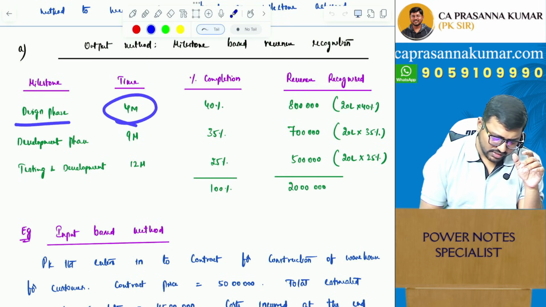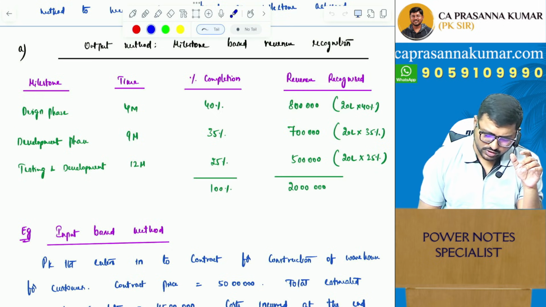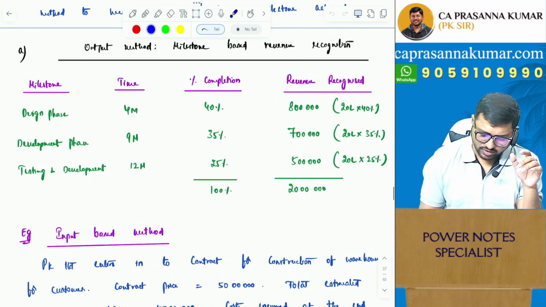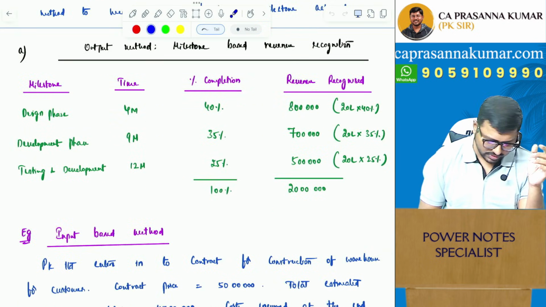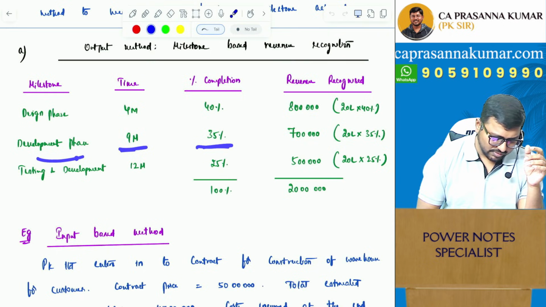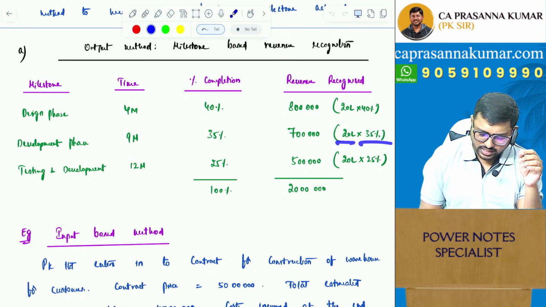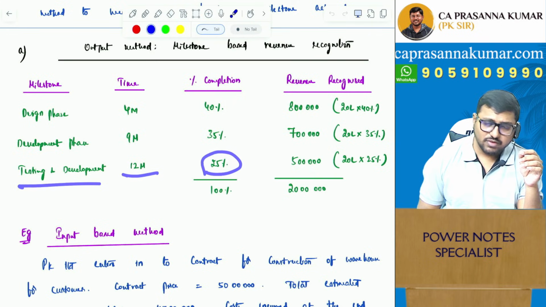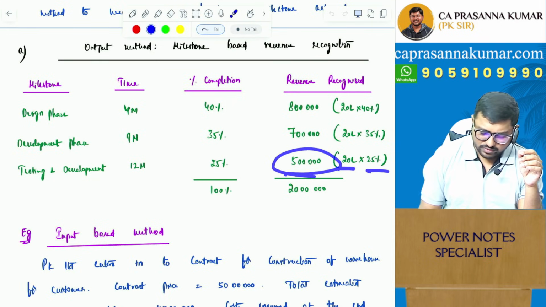Design phase, it will take 4 months. Percentage of completion is 40%, which means out of the total transaction price or contract price, which is 20 lakhs, 40% will be recognized as revenue. Simple. After 9 months, another 35% development phase work is done, so 20 lakhs into 35% will be recognized. And after 12 months, 25% testing and development is done. 20 lakhs into 25% will be recognized.